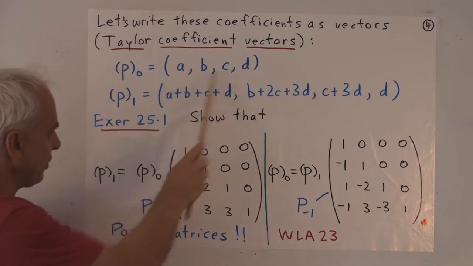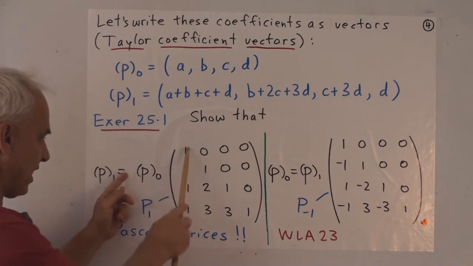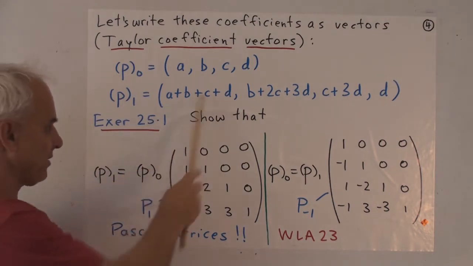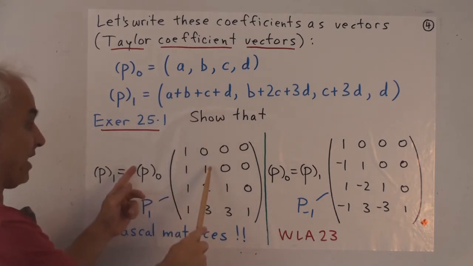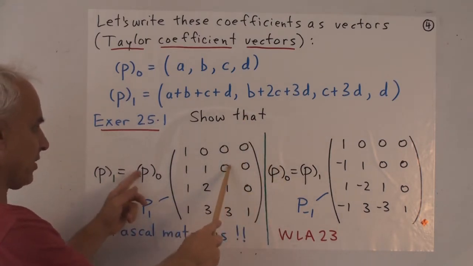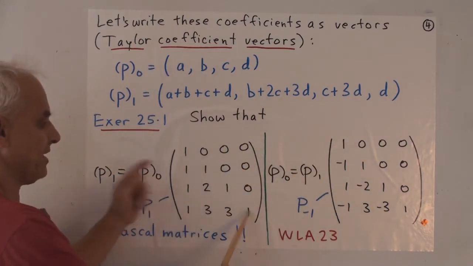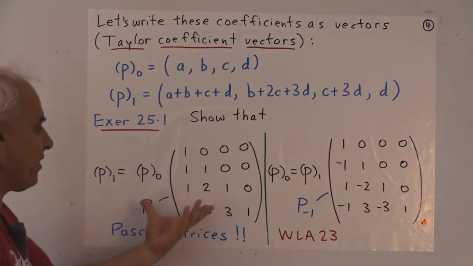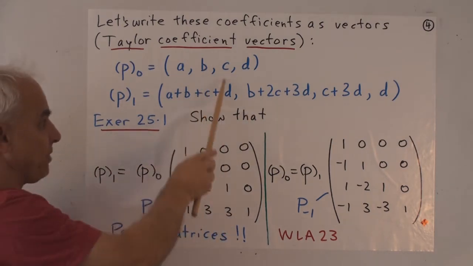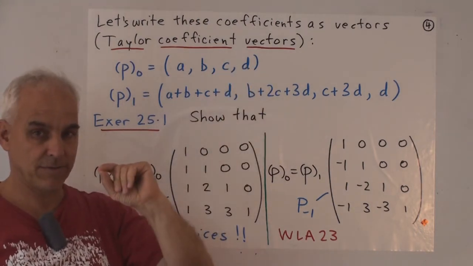So if you imagine this vector here just sitting right here, A, B, C, D, I remind you how you multiply. So if we have A, B, C, D times this matrix, the first entry will be A plus B plus C plus D, which is correct. The next entry will be 0A plus B plus 2C plus 3D, right there. The next entry, 0, 0, then C plus 3D, and the final entry, 0, 0, 0, D. It's sort of obvious, just from matrix multiplication, that this matrix equation encodes the relationship between these 2 Taylor coefficient vectors.